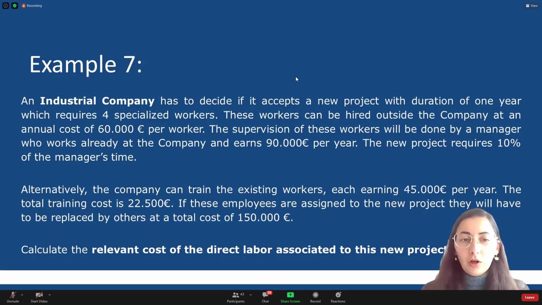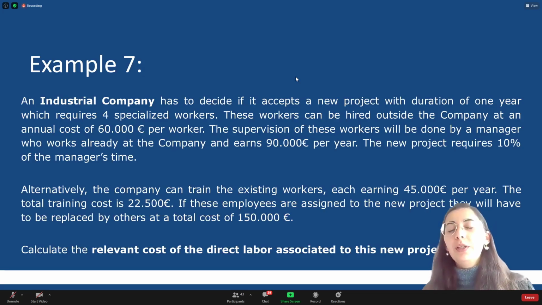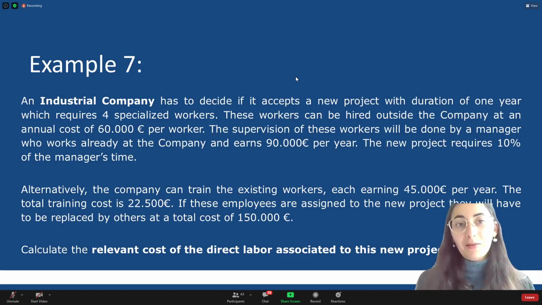How about the cost of the supervisor? Is it relevant or not? Yeah, I thought it should, because if the 90,000 alone, not, but the 10% should be accounted for, right? Because if we don't hire them, that manager is going to spend that time doing something else. Well, we don't have information that he will stop doing something else, right? Yeah, he can have spare time, so.